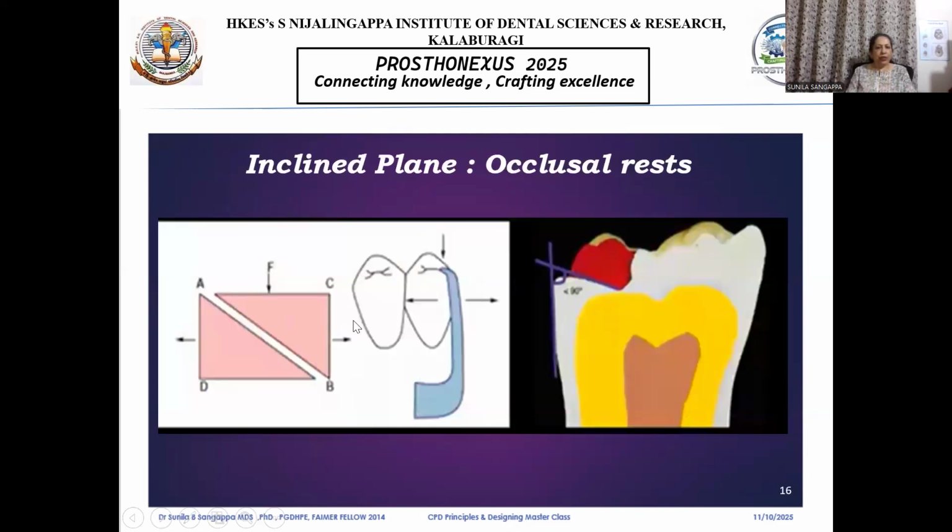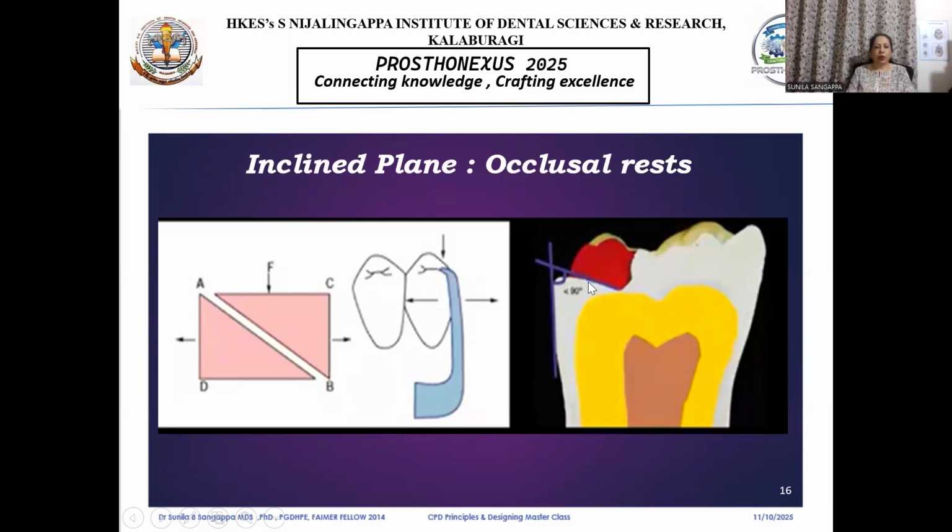Since class 3 levers are not there, we go ahead considering the next simple machine, that is the inclined plane. Now, where is it considered? In designing or constructing our occlusal rests and our seat preparations. It is advocated that always the rest seat should be lesser than 90 degrees in its angle.